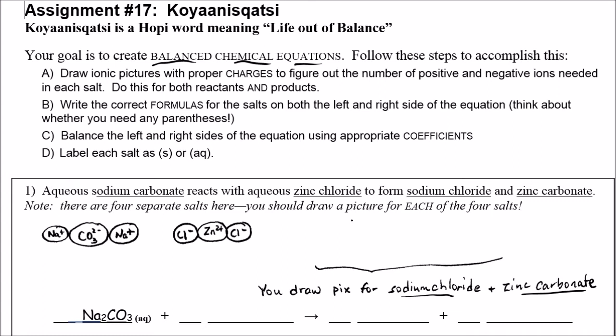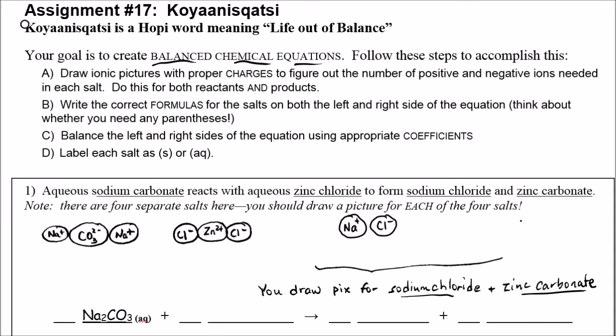Sodium chloride. Sodium is Na, and sodium has a +1 ionic charge. Chloride is Cl with a minus. So this is easy. Sodium chloride looks like that. 1 plus, 1 minus. How about zinc carbonate?